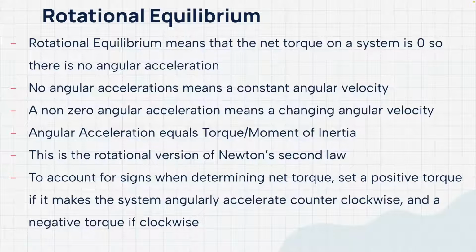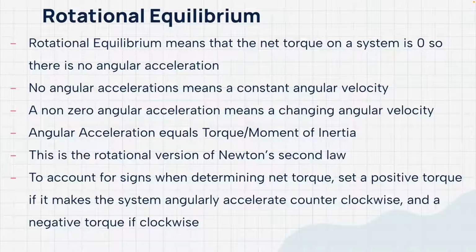Rotational equilibrium. Rotational equilibrium means that the net torque on a system is 0. That means there's no angular acceleration. This is analogous to normal equilibrium in linear mechanics, because no angular acceleration means constant angular velocity, and a non-zero angular acceleration means a changing angular velocity. Relating to Newton's second law, angular acceleration is just equal to torque over moment of inertia.